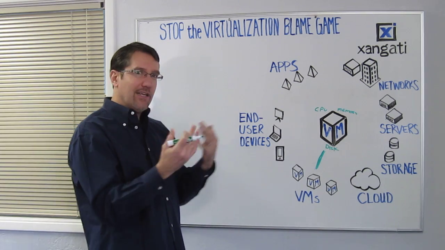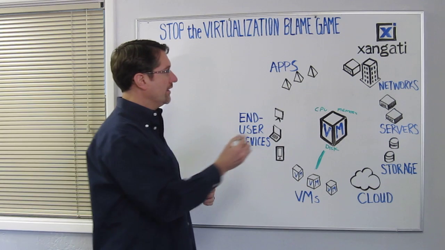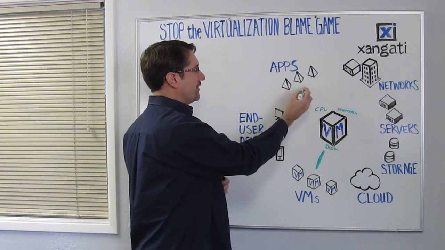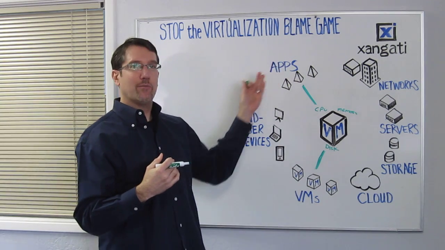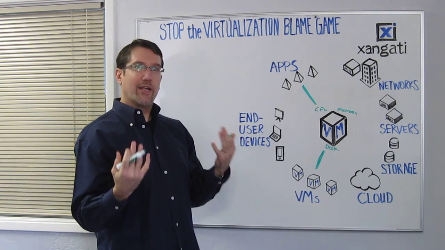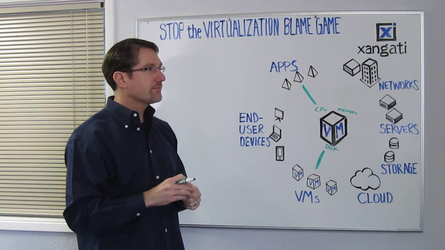Now, of course, how do we do this? Well, yes, we showed you the VM to VM communication for this record. But to do that, we also had to understand what the application was. So Xangati can identify any application, so you can track what that application is doing on the VM and between VMs.